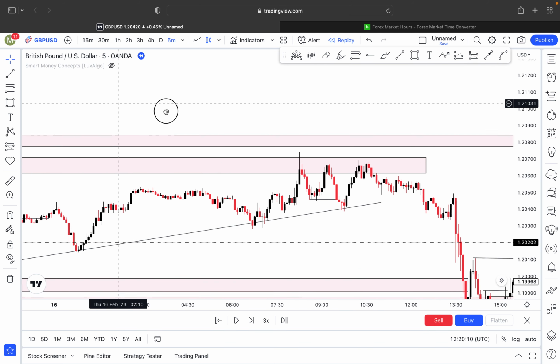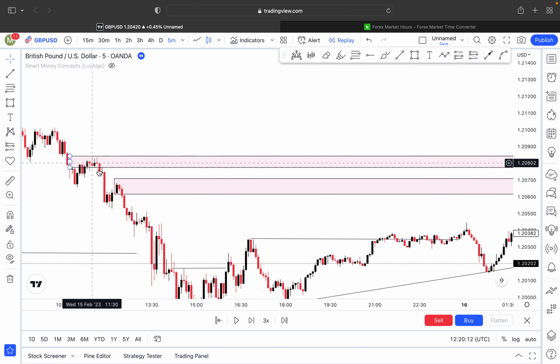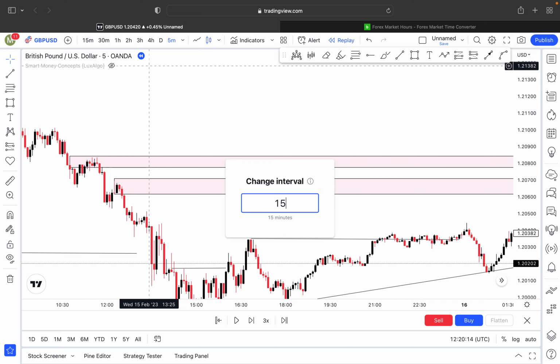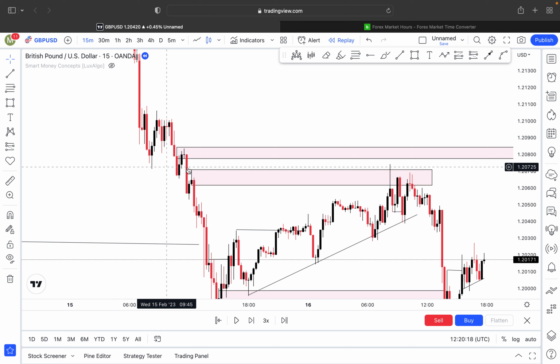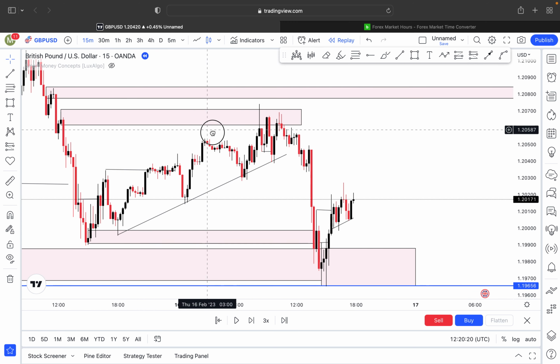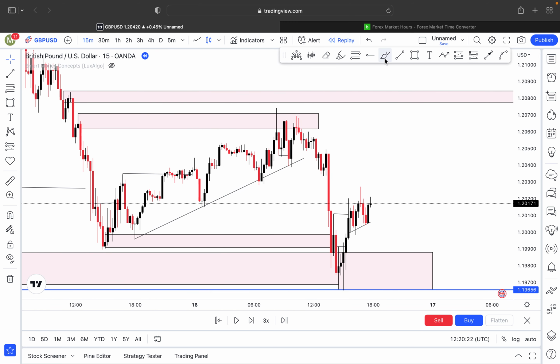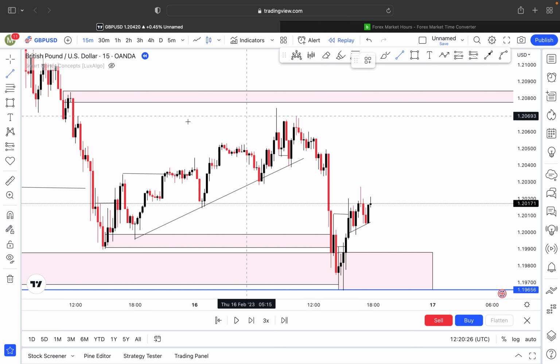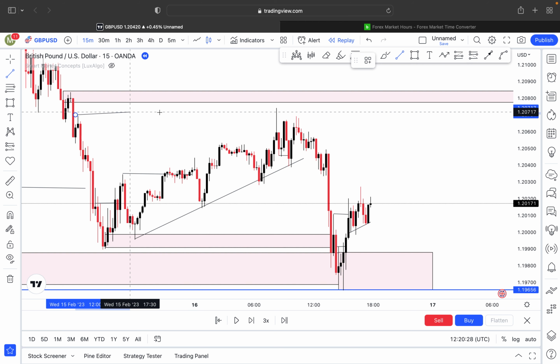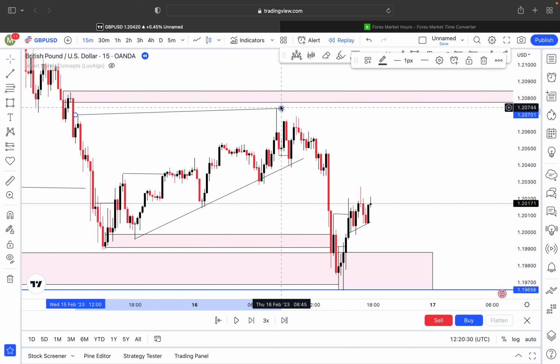Let's go to 15 minutes to see clearly. There's another block, a supply here, that price left without tapping. This was some sort of liquidity slipping up here, and we should be careful at this kind of area. Another trick I've discovered is this: once you see liquidity that's as tiny as this, always know price must come back to it.